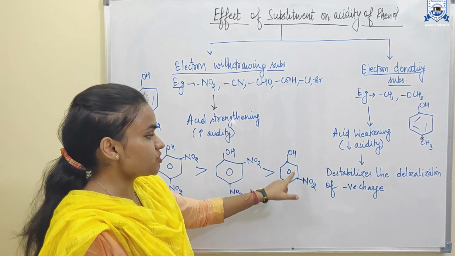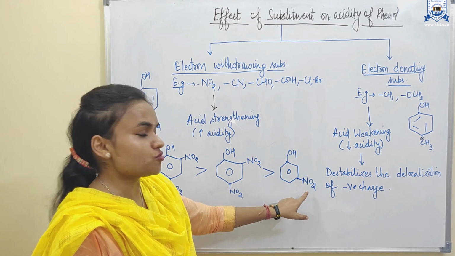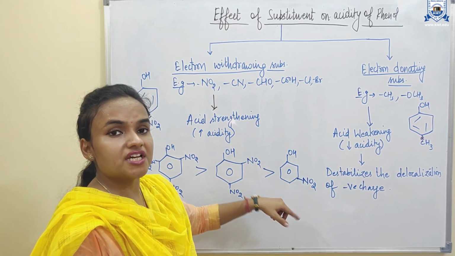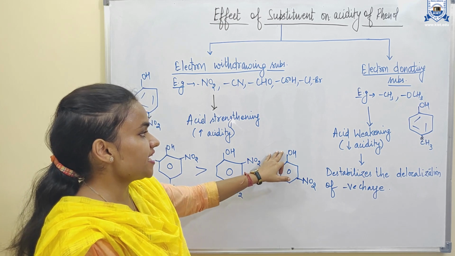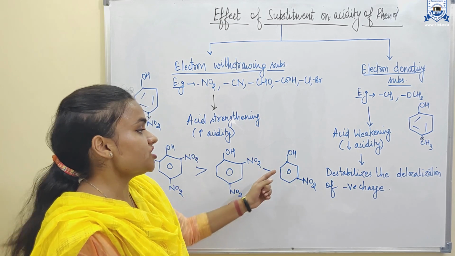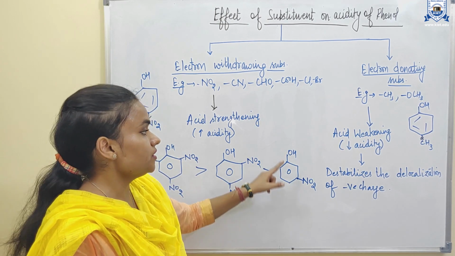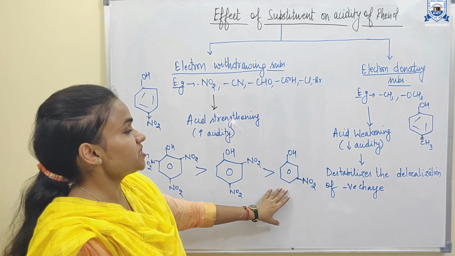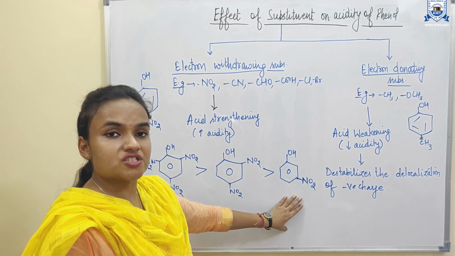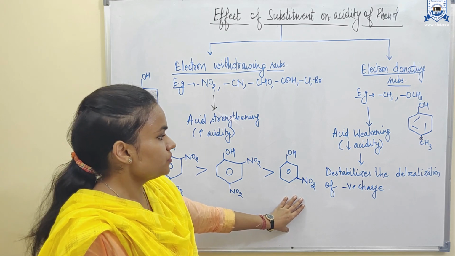While an electron withdrawing substituent present at meta position does not increase the acidity of the phenols, because the phenoxide ion increases the negative charge only at ortho and para position, not at the meta position. That's why the electron withdrawing substituent at meta position does not increase the acidity of the phenols.